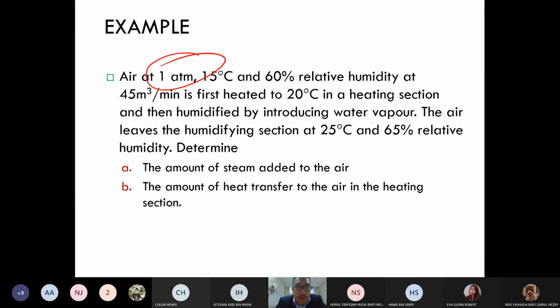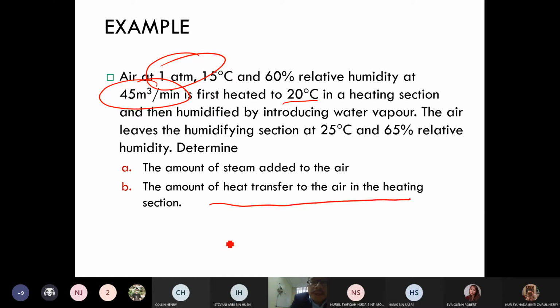Okay. For this example, air at 1 atmosphere, 15 degrees Celsius, 60% relative humidity, at 45 cubic meters per minute, is first heated to 20 degrees Celsius in a heating section, then humidified by introducing water vapor. The air leaves the humidifying section at 25 degrees Celsius and 65% relative humidity. Determine the amount of steam added to the air, and the amount of heat transfer to the air in the heating section. So this is a process of heating with humidifying.